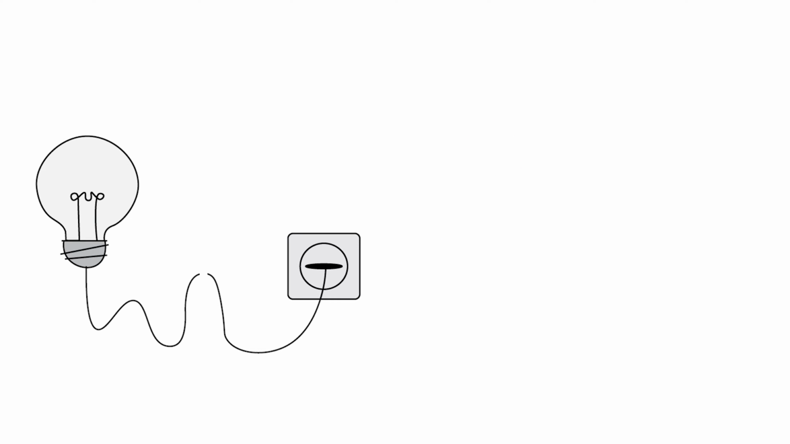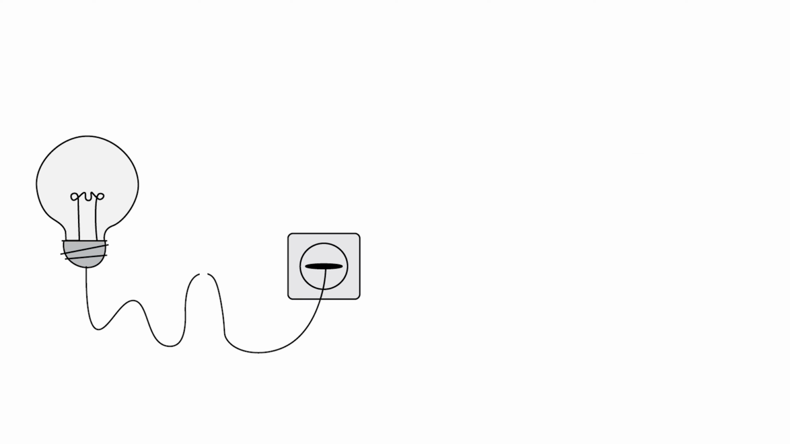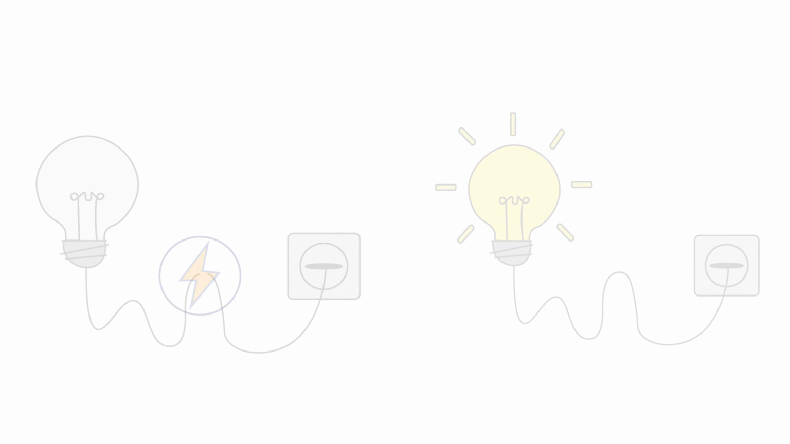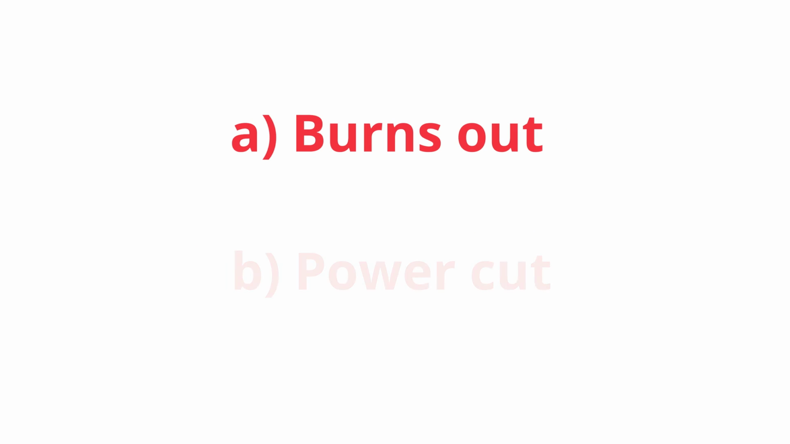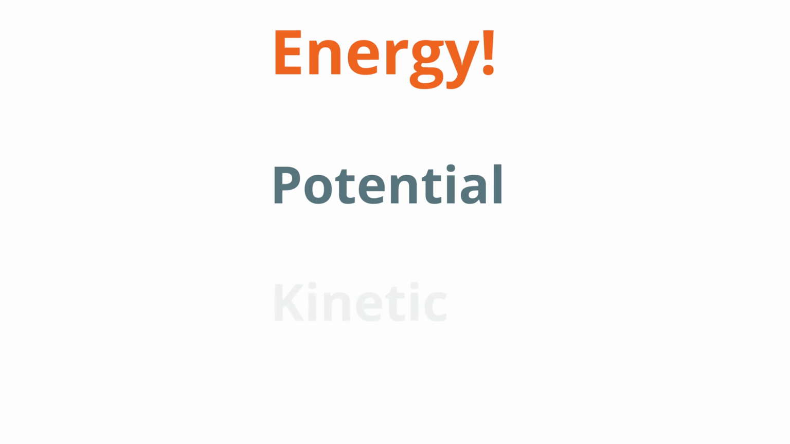For example, a light bulb plugged into the wall. How does the light bulb turn on? Where does the energy come from? The light bulb is receiving its energy from an electric outlet. In theory, a light bulb could always stay on until it either A, burns out, or B, there's a power cut. We classify energy in two ways: potential energy and kinetic energy.